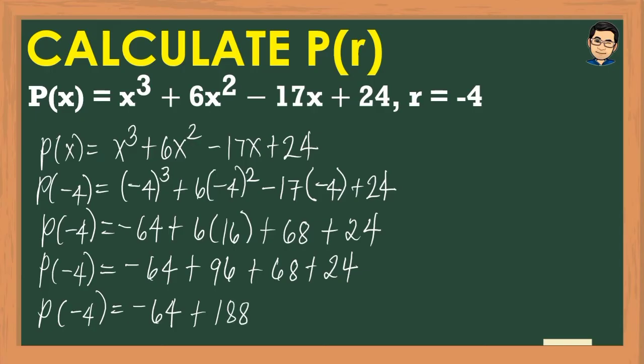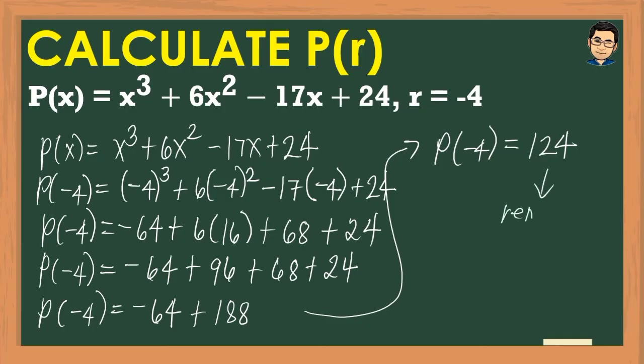And then, sulat lang natin dito yung final answer. P of negative 4 equals, so negative 64 plus 188 is 124. So, 124 is the remainder.